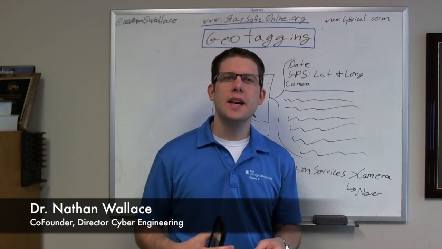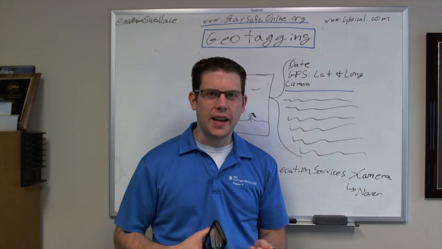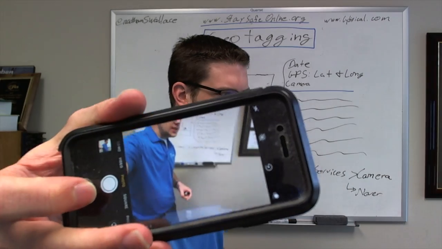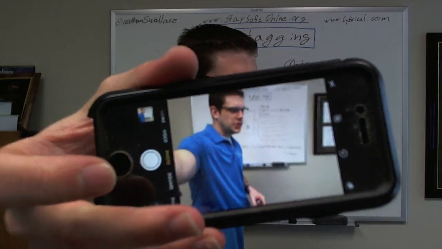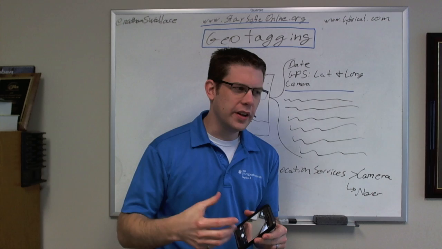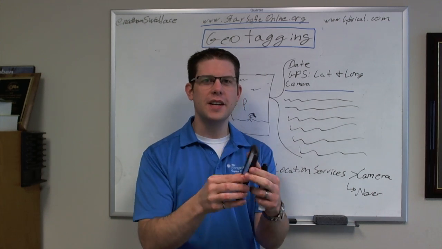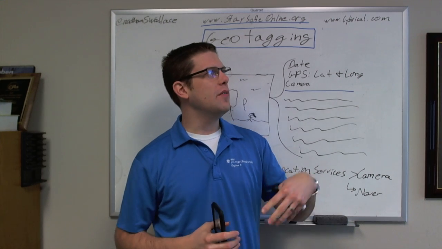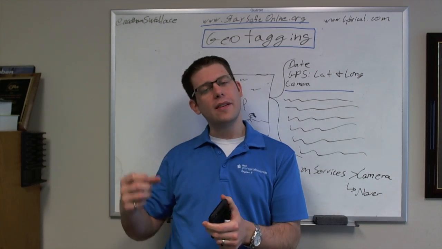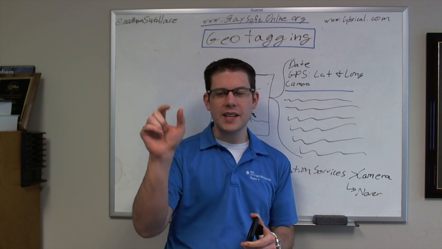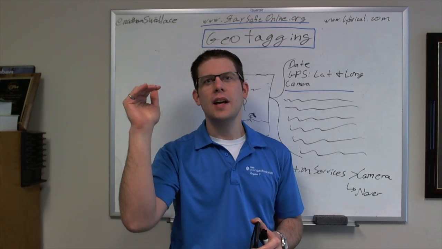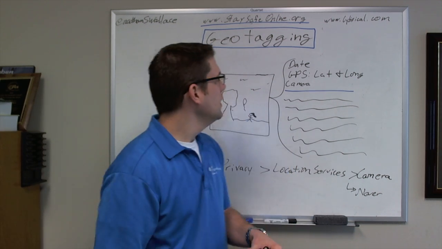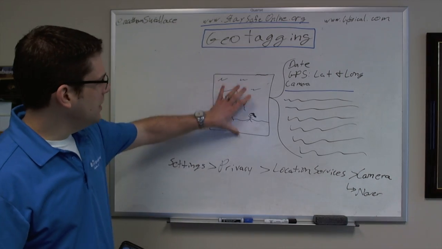Today's topic is geotagging. Basically, every time you take a picture, the GPS coordinates for where you took it are embedded inside the file. So if you were to share that file, if you were to send it to someone, they could open that file up, click properties, and see exactly where that image was taken. So, geotagging.